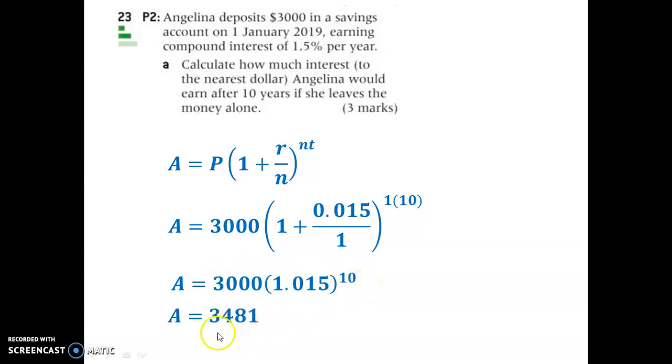That amount is this. However, the question was asking for how much interest she will earn, not how much will be in her account. If you put this money in a bank account, this is the balance you will see after 10 years. You'll look in your account and say, oh, look, there's how much money I have now. But here it was asking about how much interest she earned. Interest is the extra money you earn, not including your principal, the amount you put in. So take away the 3,000 you put in, and the interest earned is 481.